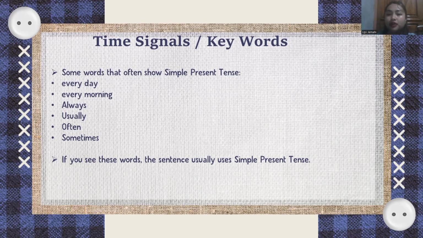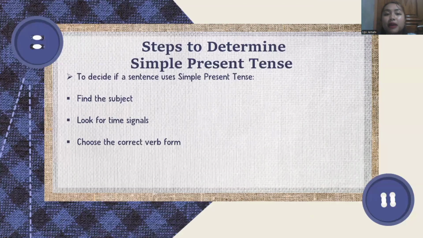And then let's move again to the steps to determine simple present tense. To decide whether a sentence uses simple present tense, students can follow these steps. The first step is identify the subject. The second, look for the time signals. And the third is choose the correct verb form. These steps help students analyze sentences systematically.